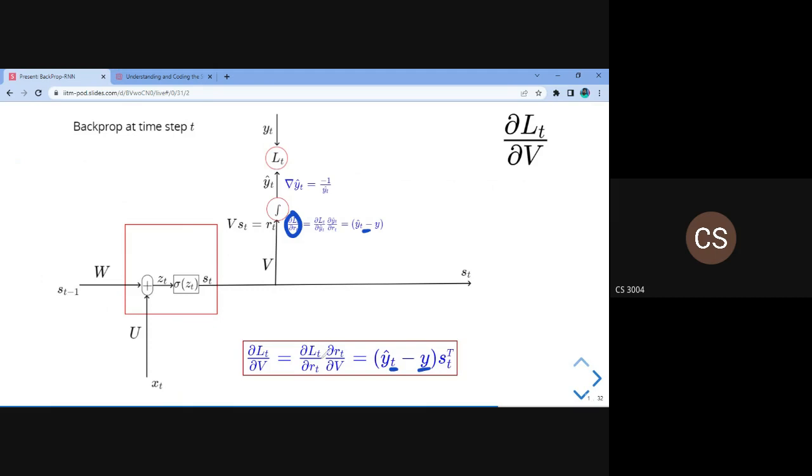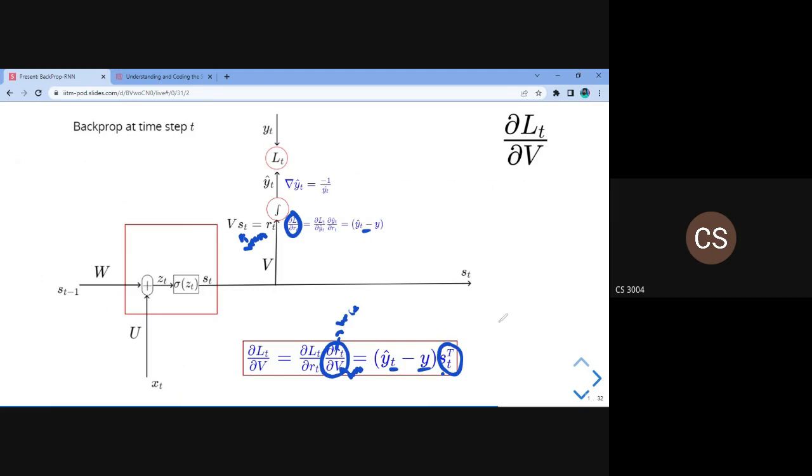Then you need to compute how RT changes with V. RT is a vector, and V is a matrix. Also remember that ST is a vector. You just expand all this matrix-vector multiplication and work it out. It turns out to be ST transpose. Like we had W and W transpose, where W was a matrix there. Here S is a vector, so the vector gets transposed.